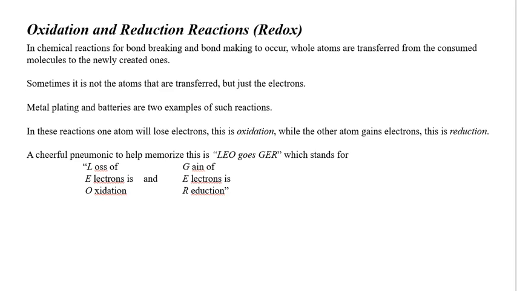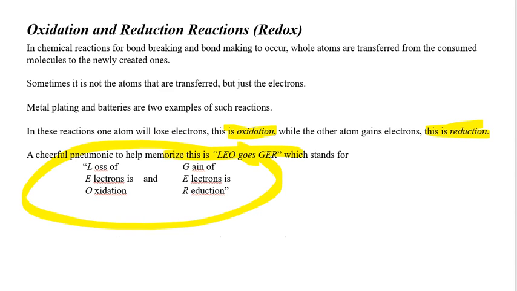We're going to have a couple quick definitions. Oxidation is when they lose electrons. Reduction is when they gain. And so we have this groovy little thing, LEO goes GER. Loss of electrons is oxidation, gain of electrons is reduction. You'll see some more about this as we go.